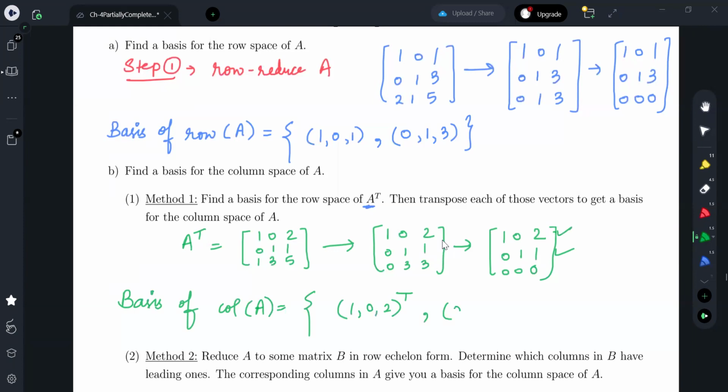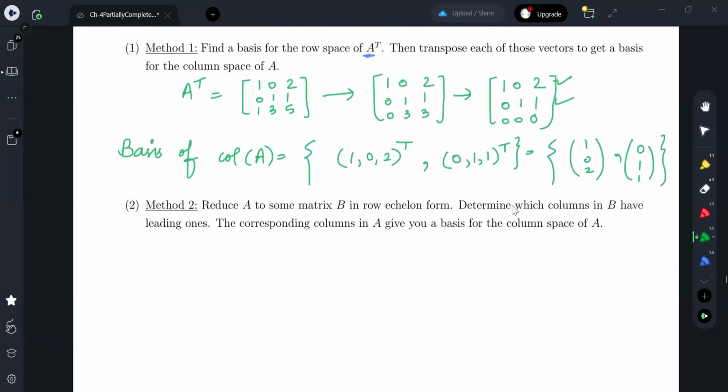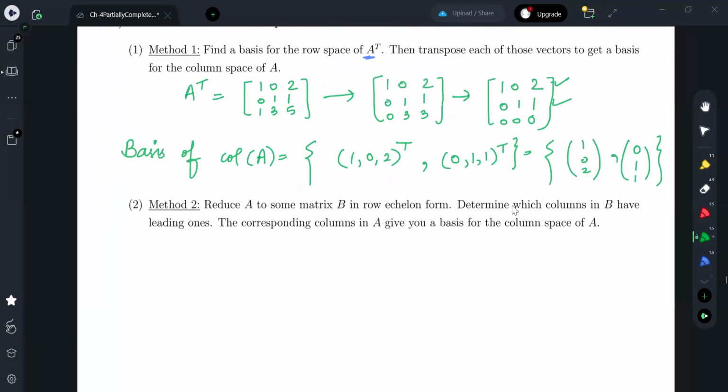Now this method, if you like this method, be my guest. This is completely correct. You can apply this method in exam. I prefer method 2. Okay, any doubts so far? Anybody, any questions? Want me to explain again? Okay, good. Method 2 is my personal favorite. So you see why? Because everybody hates row reducing.